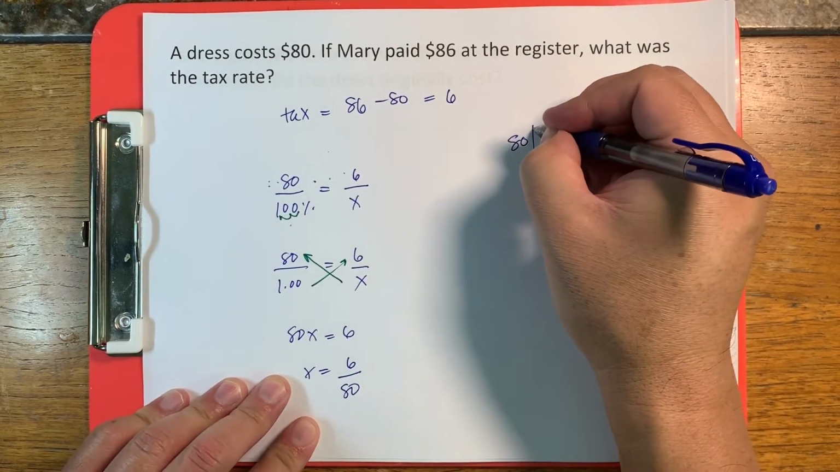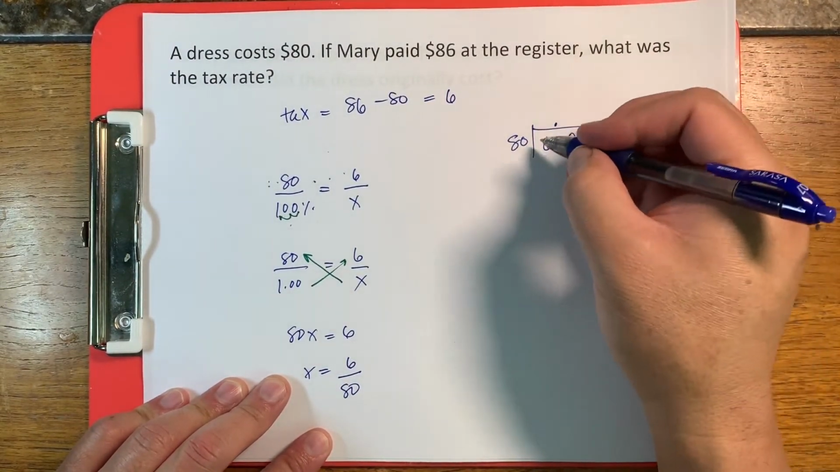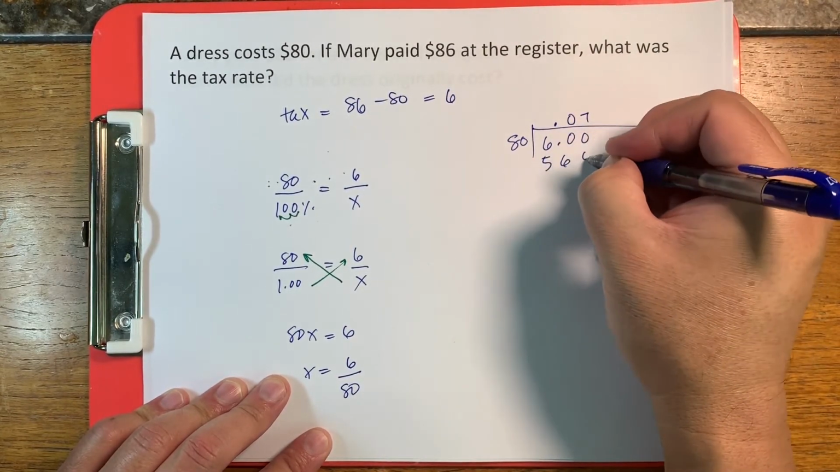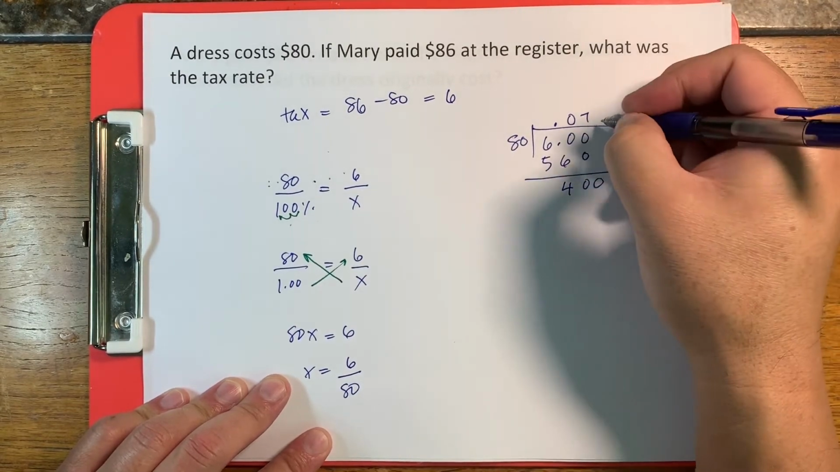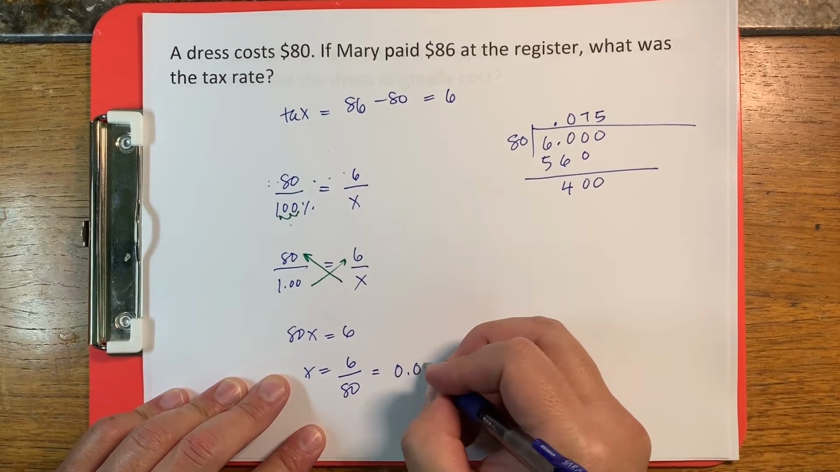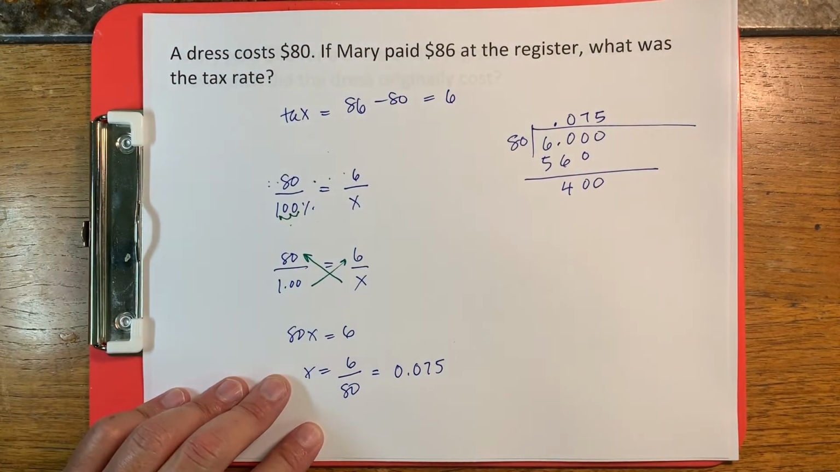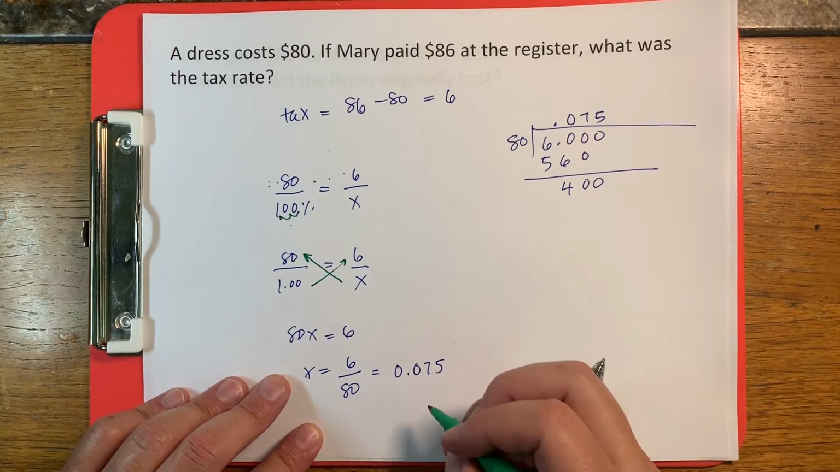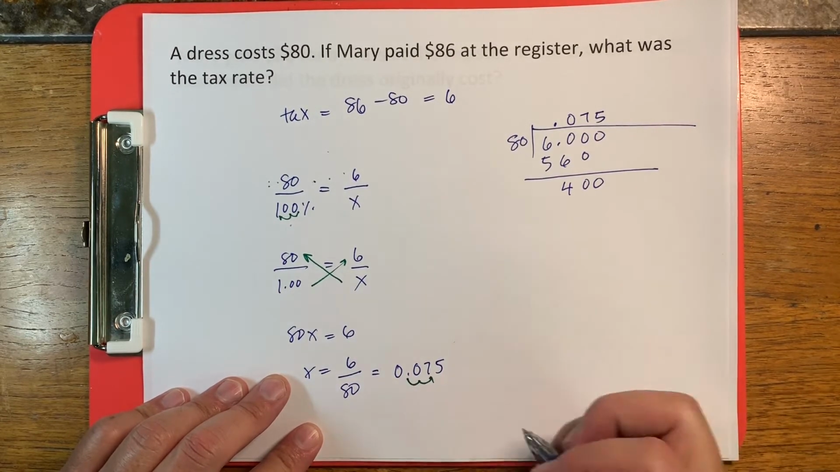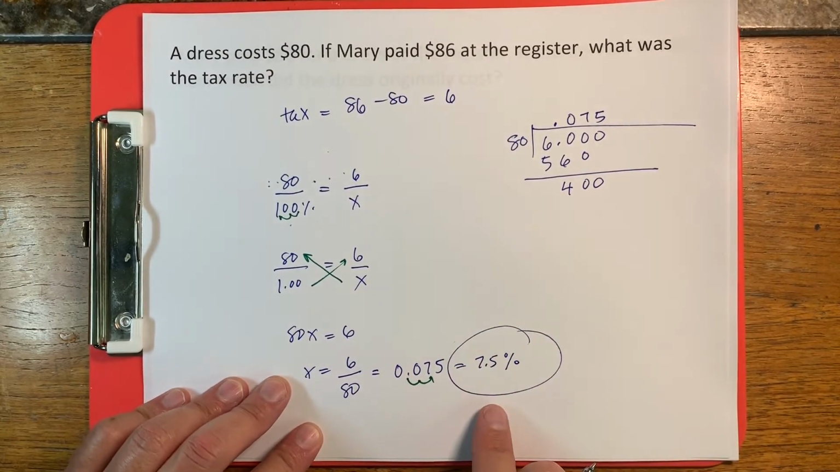And then if we do the long division, 80 doesn't go into 60, but it does go into 600. And then we'll put in another 5. So this is equal to 0.075 decimal, but it's asking for the tax rate, which means that we have to give the answer as a percent. So what we have to do then to convert a decimal into a percent is move the decimal 2 places to the right, and we get 7.5%. And that's how much she paid in taxes.